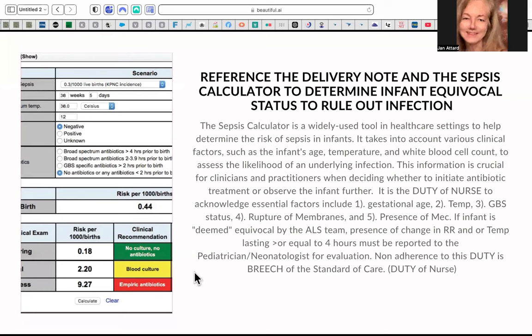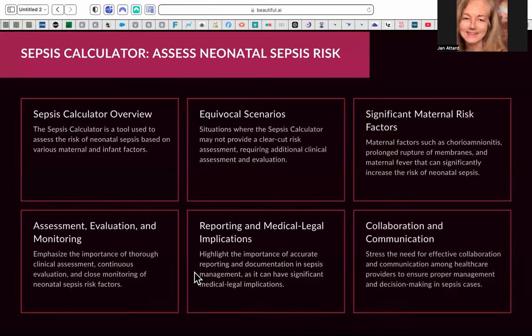We look at temp. We look at GBS. We look at rupture of membranes. We look at presence of MEC. And if the baby is deemed equivocal by the changes in the respiratory rate or the temperature, we look at the equivocal number first and then correlate that with the baby's presenting symptoms, and then we scream out. And those of us who scream out, we know how to scream out. We've been doing it a long time.